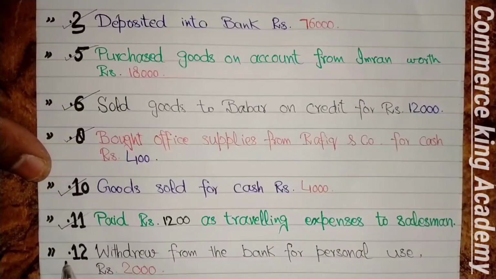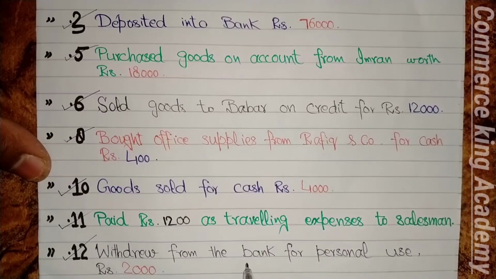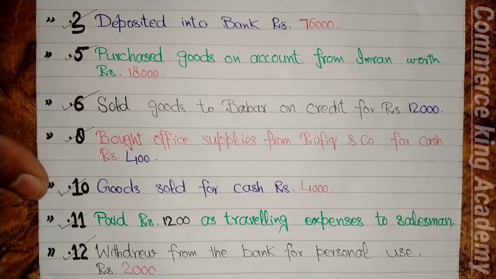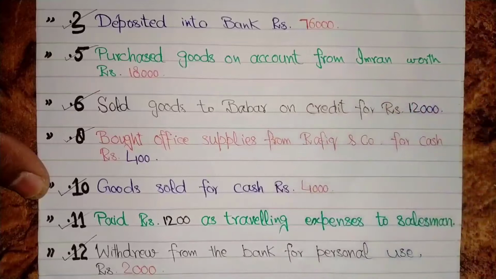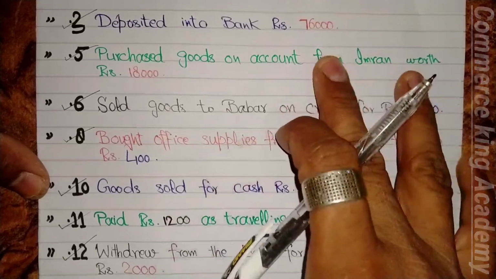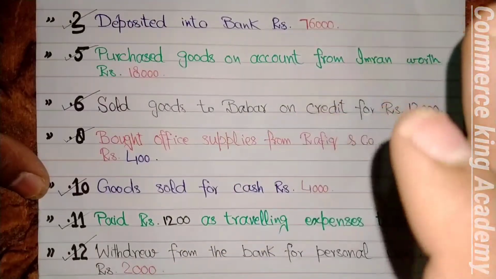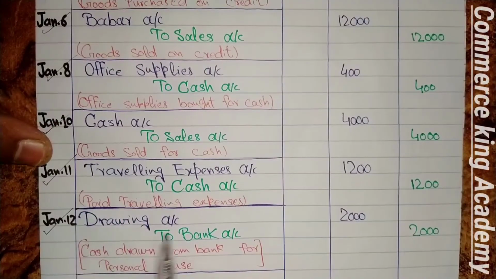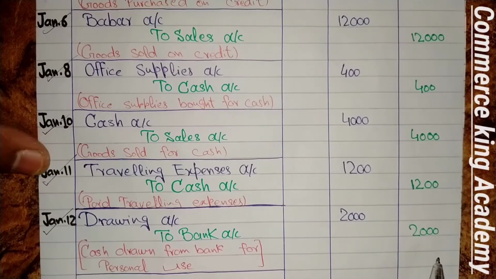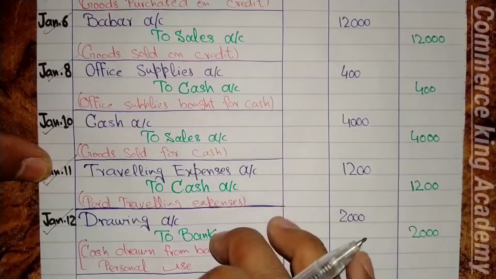Next transaction is on Jan 12th: withdrew from the bank for personal use, by the owner of the business, amounted 2,000 rupees. You must keep in your mind forever that any withdrawals by the proprietor of the business for personal use will be considered in the context of drawings. Okay, this is the journal entry of this transaction, which is Jan 12th. Drawings account will debit, to bank account credit, with the same amounts 2,000 and 2,000, with details or description: cash withdrawn from bank for personal use by owner or proprietor of the business.